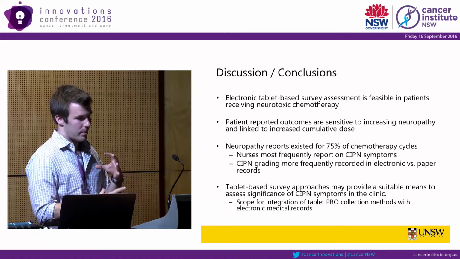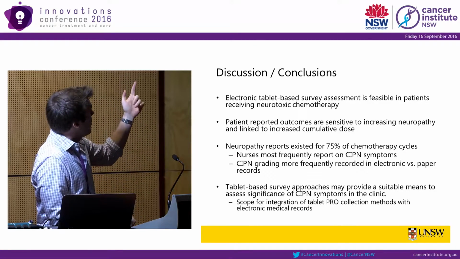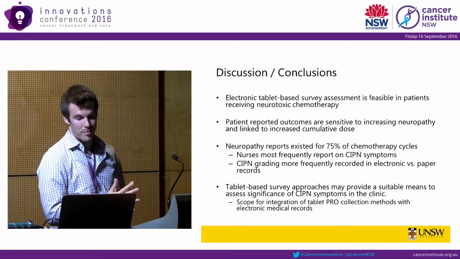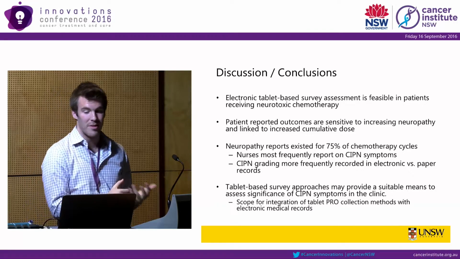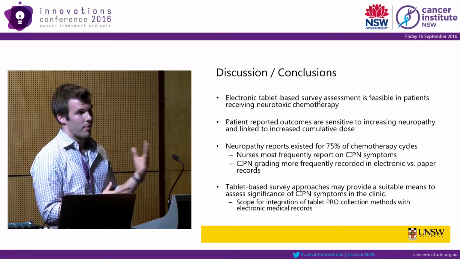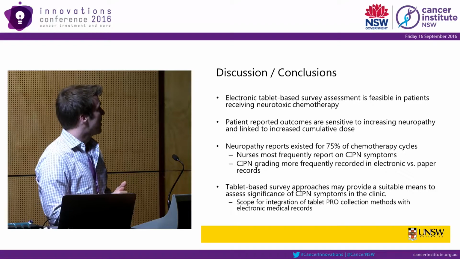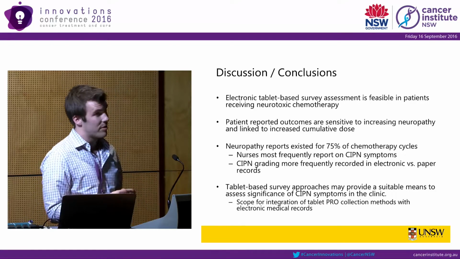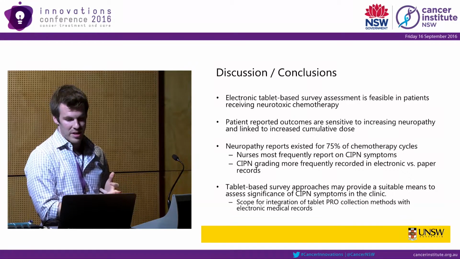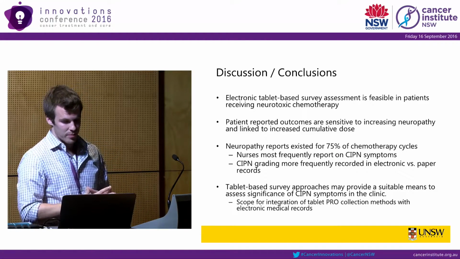So, wrapping it all up, 3 aims, bit of stuff going on here, so I'll just wrap up. First, electronic tablet-based survey assessment is feasible in patients receiving neurotoxic chemotherapy. Second, patient-reported outcomes are sensitive to increasing neuropathy, and they're also linked to cumulative dose, although they don't necessarily correlate with clinician grade. Third, neuropathy reports existed for 75% of chemotherapy cycles, with the nurses most frequently reporting on CIPN symptoms, and CIPN grading more frequently recorded in electronic compared to paper medical records.